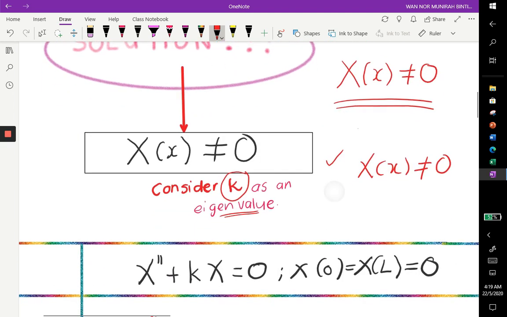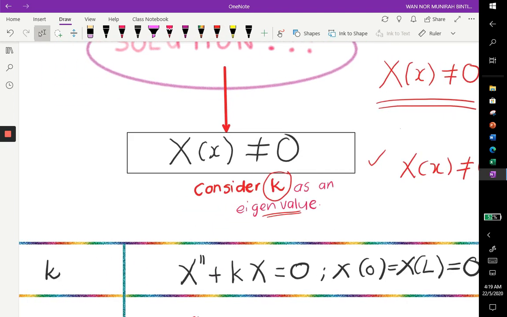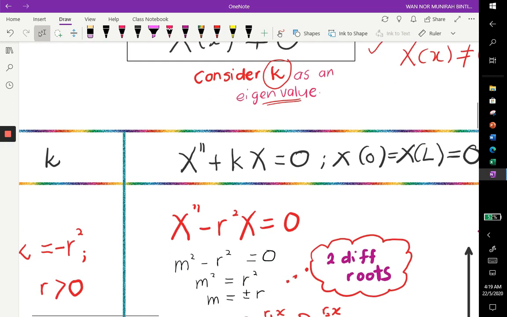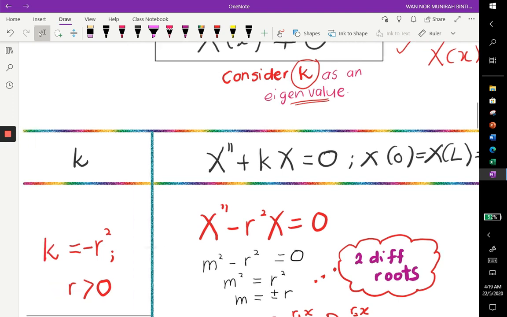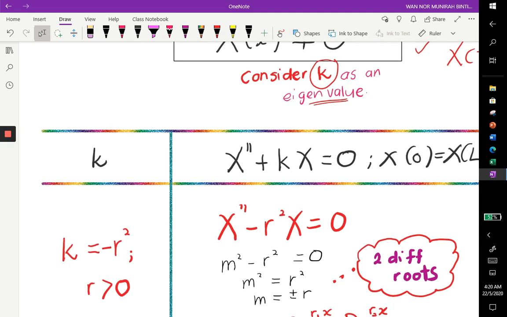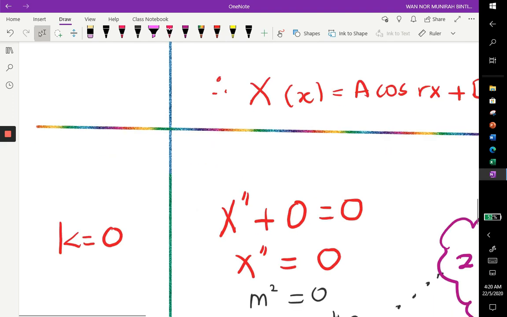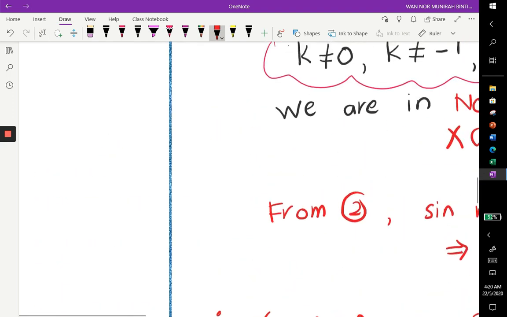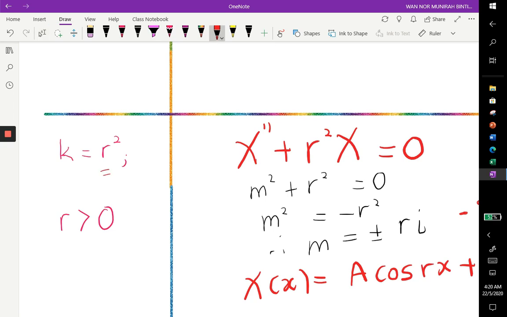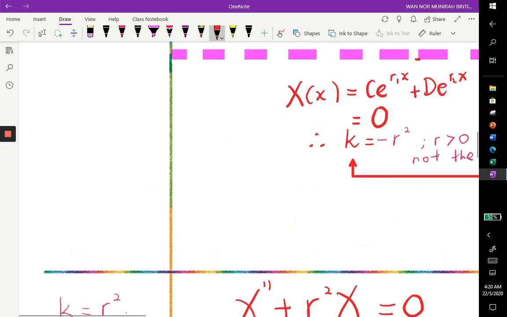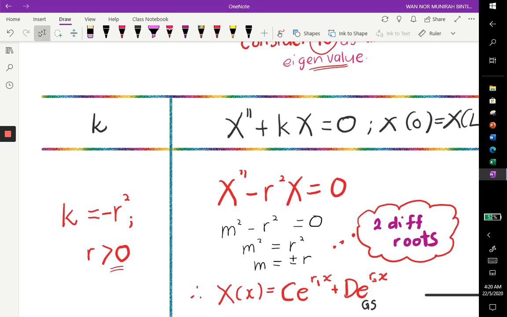Now, in order to find the value of k, we have three choices. The first one is when k equals negative r square, where r is greater than 0, which means k is negative. The second one is when k equals 0, and the next is when k equals positive r square, where r is greater than 0. So we start with the discussion on when k equals negative r square.